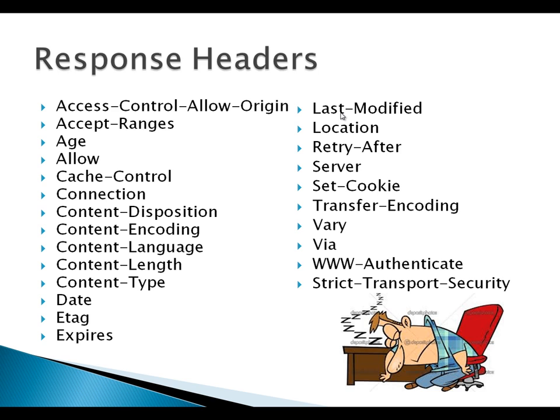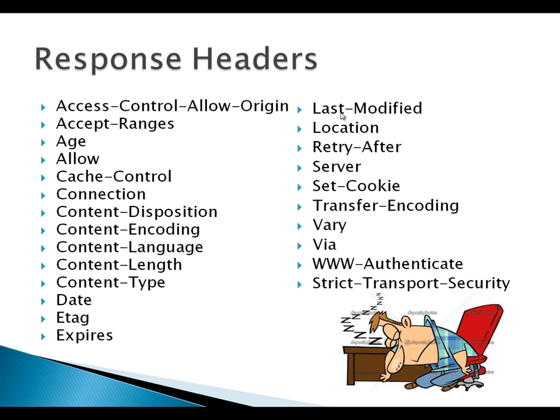Now, Allow. It tells what different HTTP methods are allowed. Maybe GET, HEAD. So it will say Allow: GET, HEAD. Other than these methods, if they are used, the server responds with a 405 response code. That means the method that you are trying is not allowed.